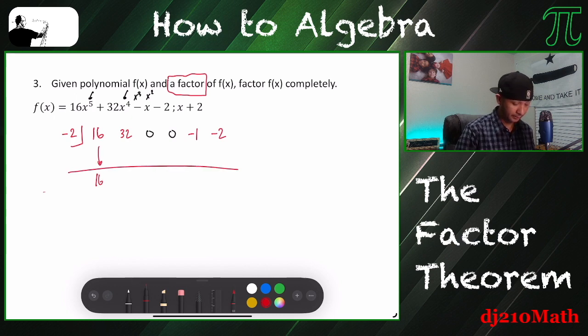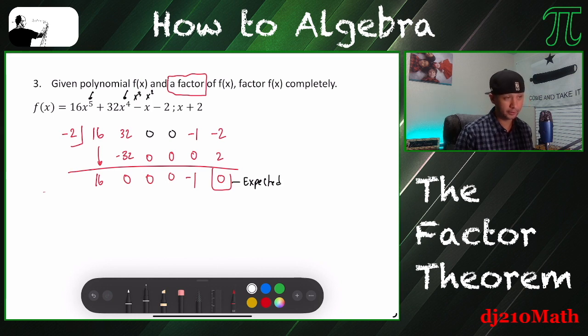I bring down the 16 times -2, -32. When we add going down, we get 0. Times -2 is 0, plus 0 is 0. Times -2 is 0, plus 0 is 0. Times -2 is 0, plus -1, we get -1. Times -2 is +2. So when we add, we get 0. And this was expected, right? This was expected, because they told us that it was a factor.